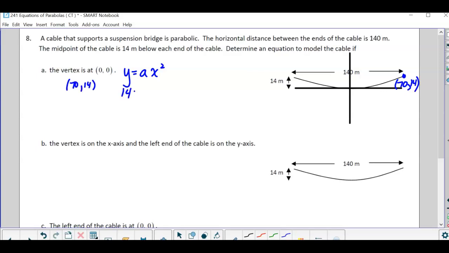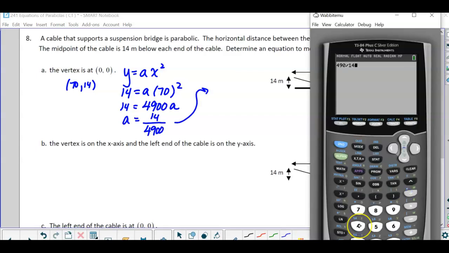So 14 goes in for y: 14 equals a times 70 squared. So that's 4,900 a. So a is 14 over 4,900, which is 1 over 350. Okay, so then our equation is y equals 1 over 350 x squared.